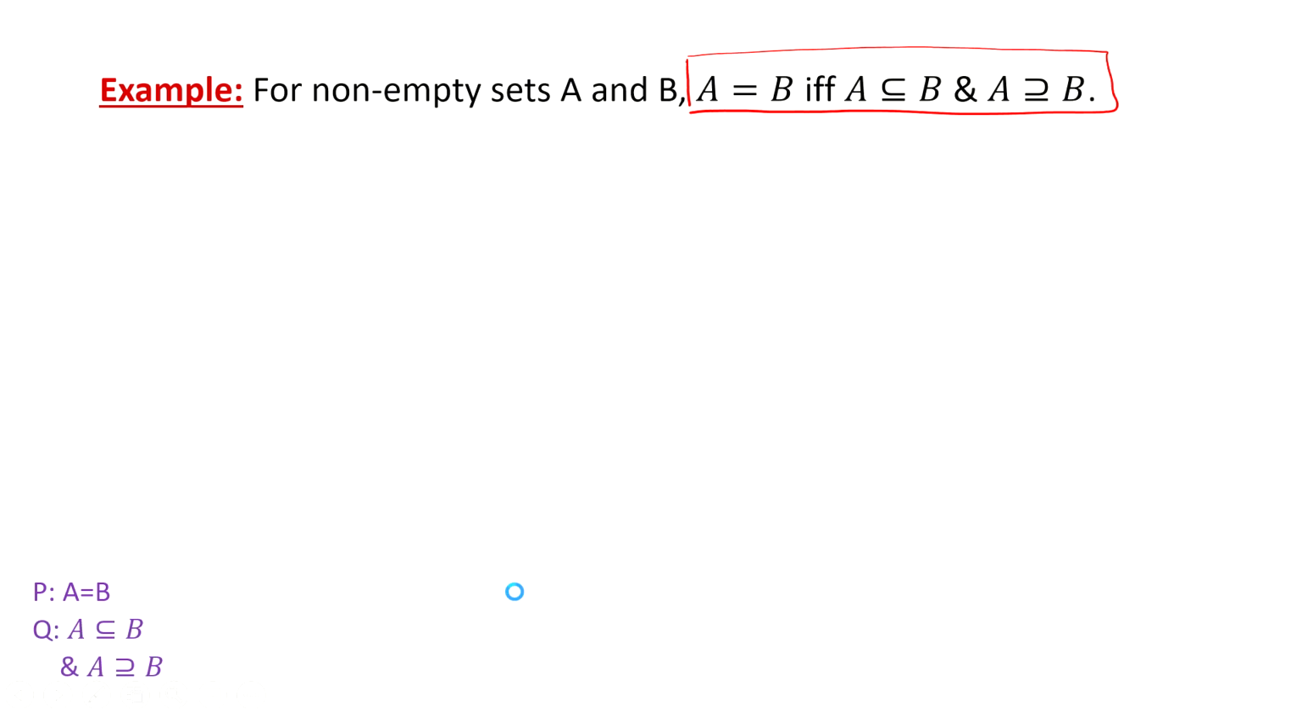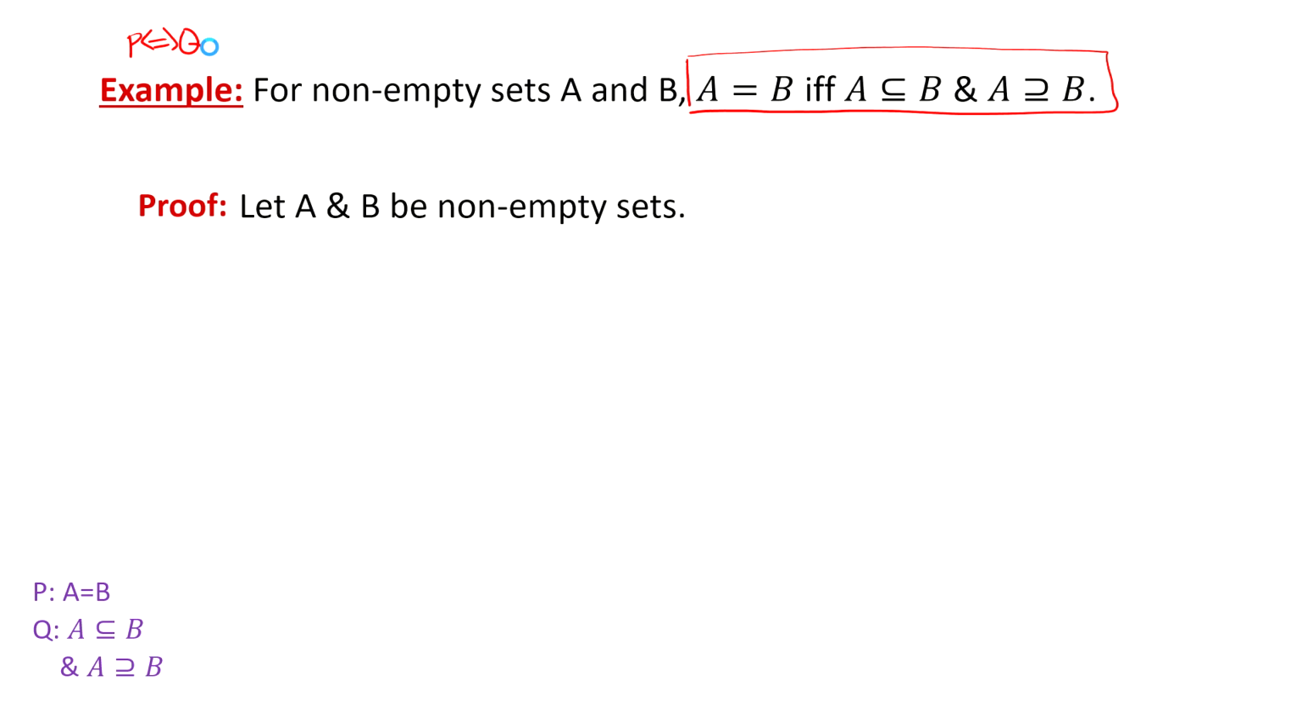Our Q then would be everything else on the other side of the if and only if, so A is a subset of B and B is a subset of A. Okay? And overarchingly here, we are looking at an if and only if statement, so we are looking at a statement in symbols P if and only if Q.